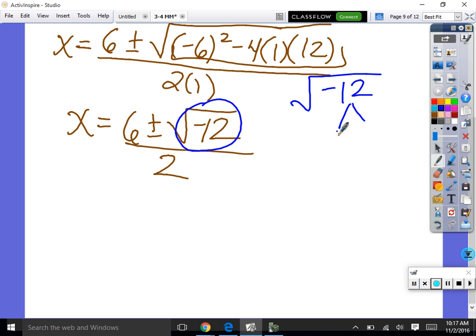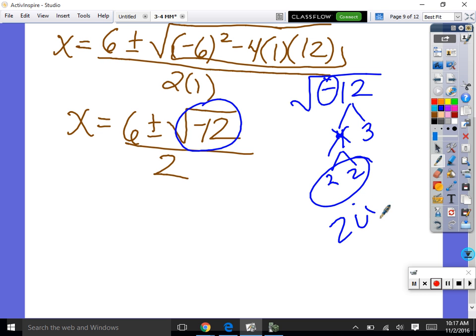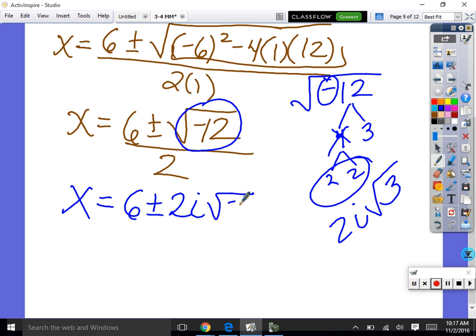Square root of negative 12. So that's 4 and 3, 2 and 2. And then when we pull out i as well, we pull out a 2, i, and then left with a 3. 2i square roots of 3. Does everybody understand? So that was what that piece became. So we have x is equal to 6 plus or minus, that became 2i square roots of 3 all over 2.